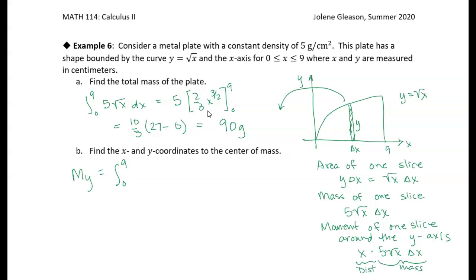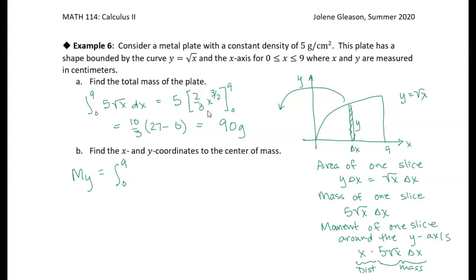Okay, so just like we had before, remember we added up all of the masses times their distances from the origin. Now we're going to add up all the masses times the distance from the y-axis, in order to find the x-coordinate of the center of mass. All right, so now we're going to integrate all these moments to find the total moment of the plate. All right, so let's do that.